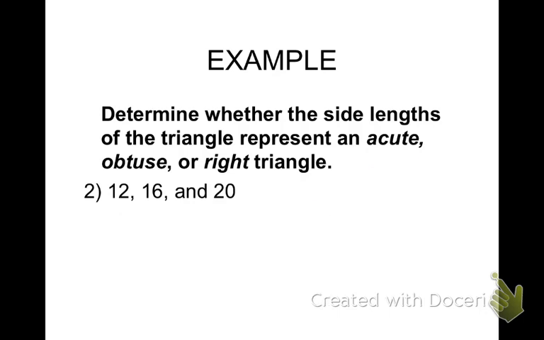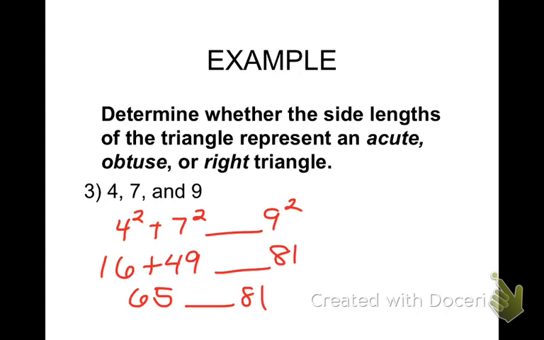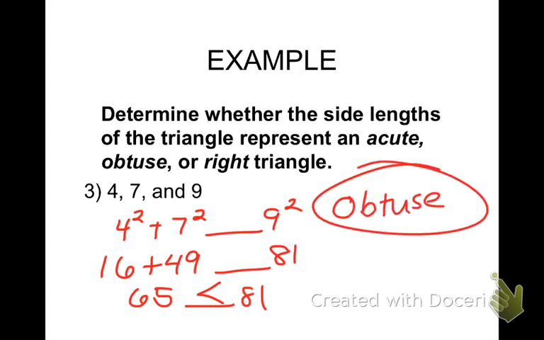And the last one, checking this, 4 squared plus 7 squared. And then we want to compare it to 9 squared. So 16 plus 49, comparing it to 81. So what is that, 65? So is your c squared larger or smaller? Larger, so that makes it obtuse. That's it. That's 7.2. Pretty easy, right? Hopefully.